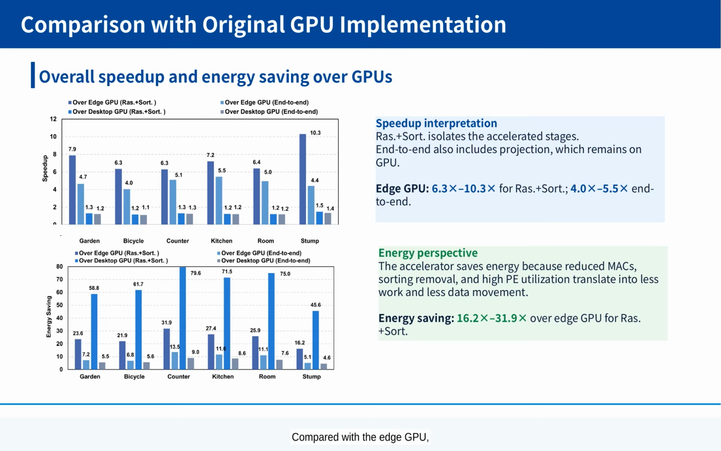Compared with the edge GPU, the accelerator achieves 6.3 to 10.3 times speedup for rasterization plus sorting. For end-to-end rendering, the speedup is 4.0 to 5.5 times because projection remains on the GPU and is not accelerated by our design. Energy results show the same trend. For rasterization plus sorting, energy saving reaches 16.2 to 31.9 times over the edge GPU. These improvements come from fewer rasterization MACs, removal of explicit sorting hardware, and higher utilization through the unified PE array.